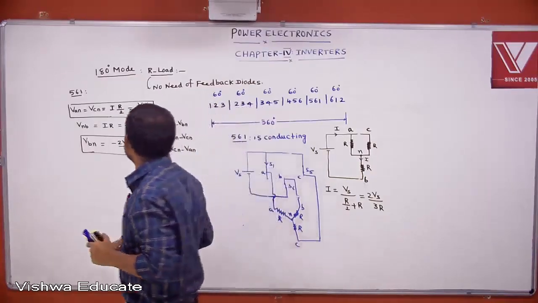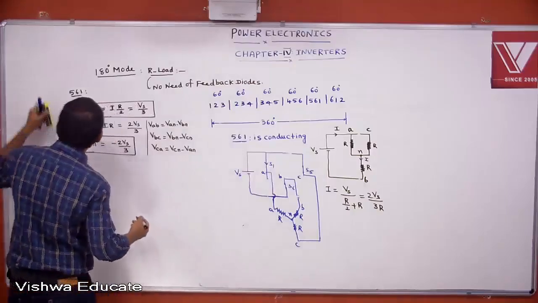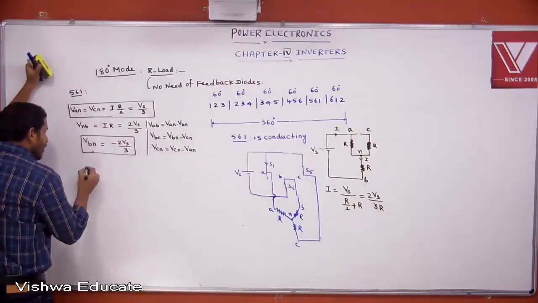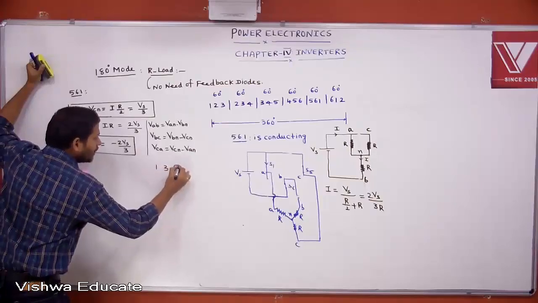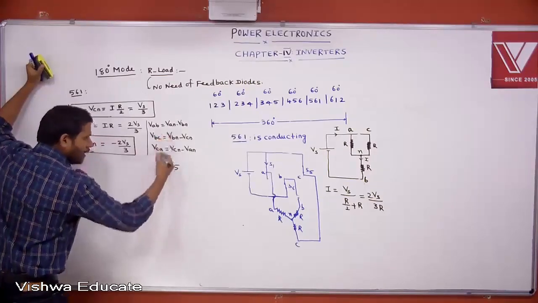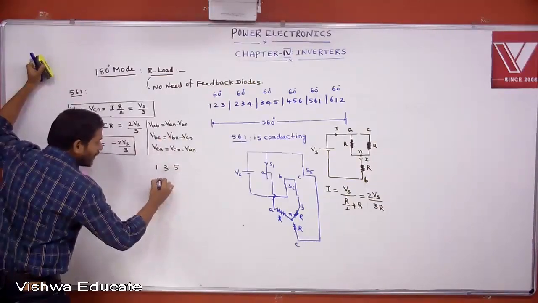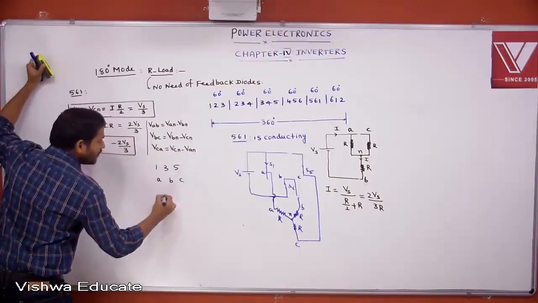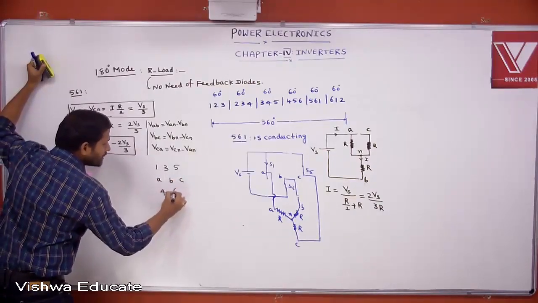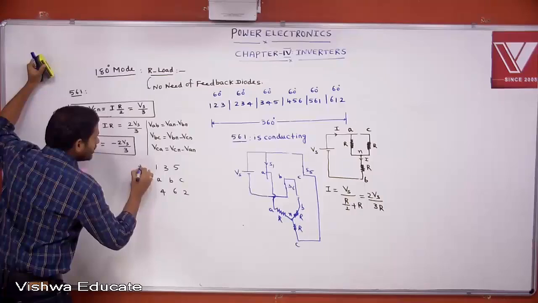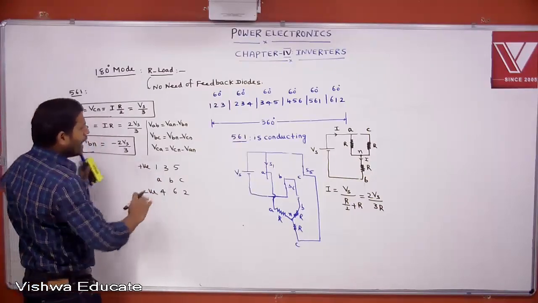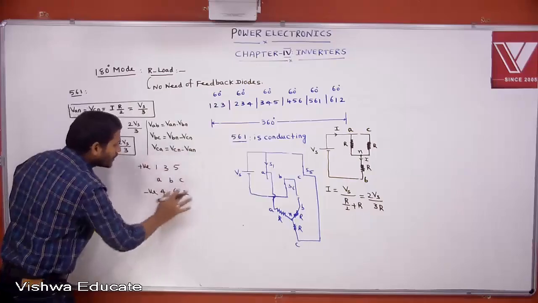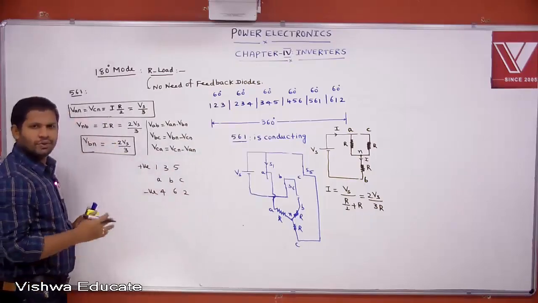For this, to write these formulas directly, what is the group? We can take this one. This is 1, 3, 5 in the bridge. This is A phase, this is B phase, this is C phase. This is 4, this is 6, this is 2. You take this as the positive group and this as the negative group. Again, no need to draw the total circuit. Just take it like this.